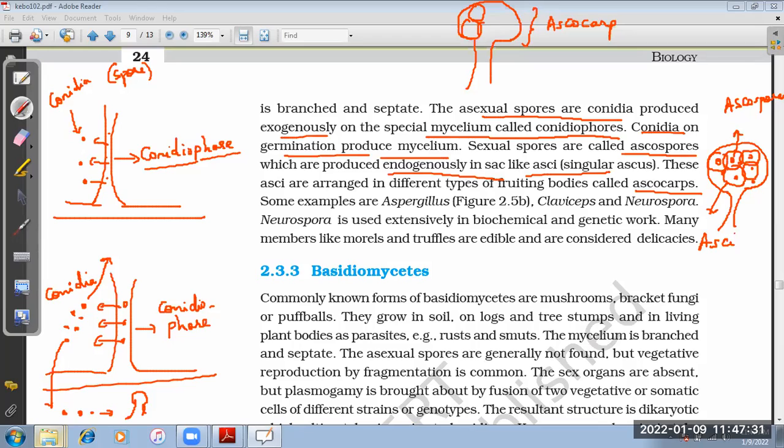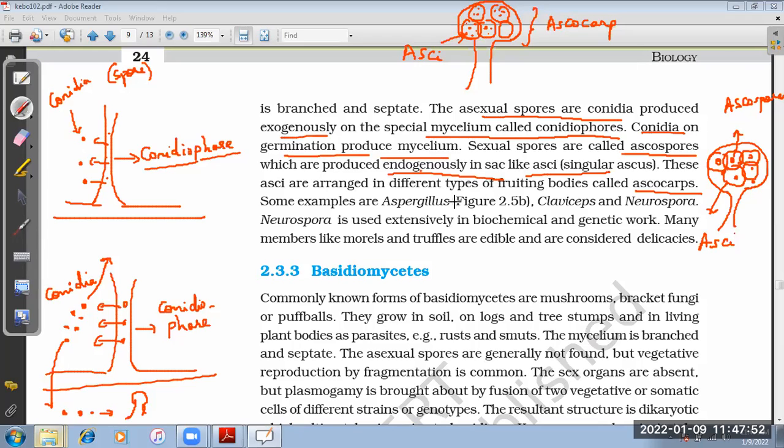The sac is called what now? I'm going to call the sac an ascus. Inside the ascus, what is produced endogenously? What are these inside? Ascospores. Very good. Simple, no? Yes, ma'am.